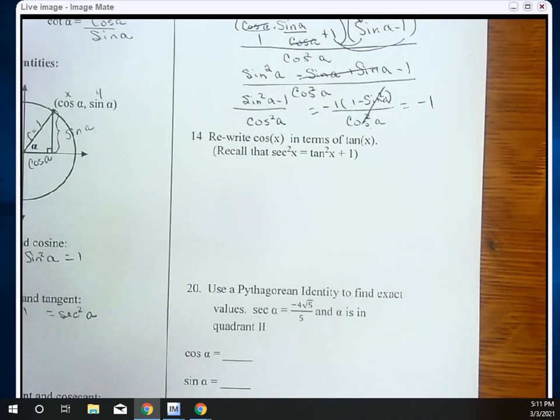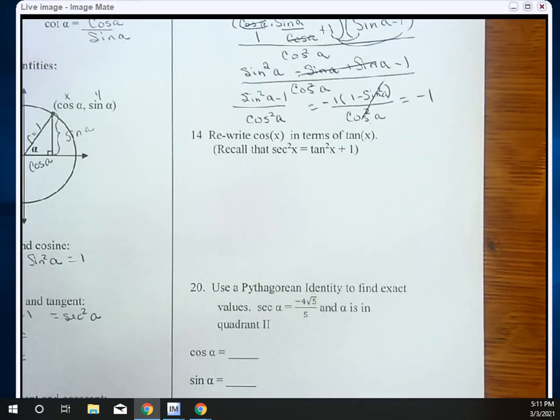Rewrite your cosine of x in terms of tangent.